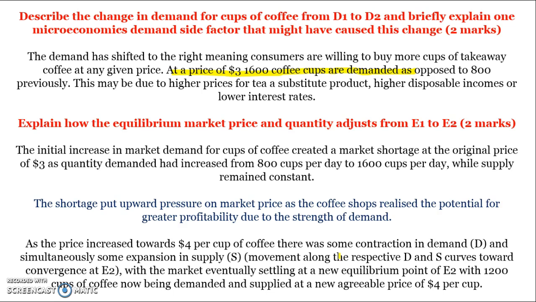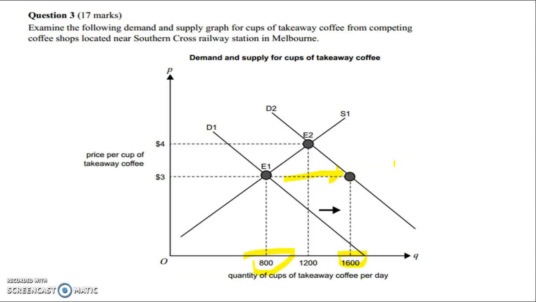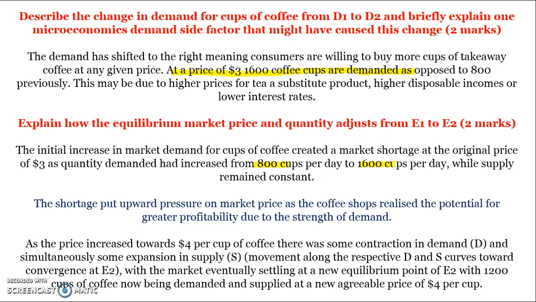So the initial increase in market demand for coffee cups created a market shortage at the original price of $3, as quantity demanded has increased from 800 cups to 1,600 cups. If I give you the quantities, or if you've been given the quantities in an exam, you need to articulate what's happened using the quantities. So the demand for coffee cups has gone from 800 to 1,600 at the old price of $3. This created a shortage of 800 coffee cups.